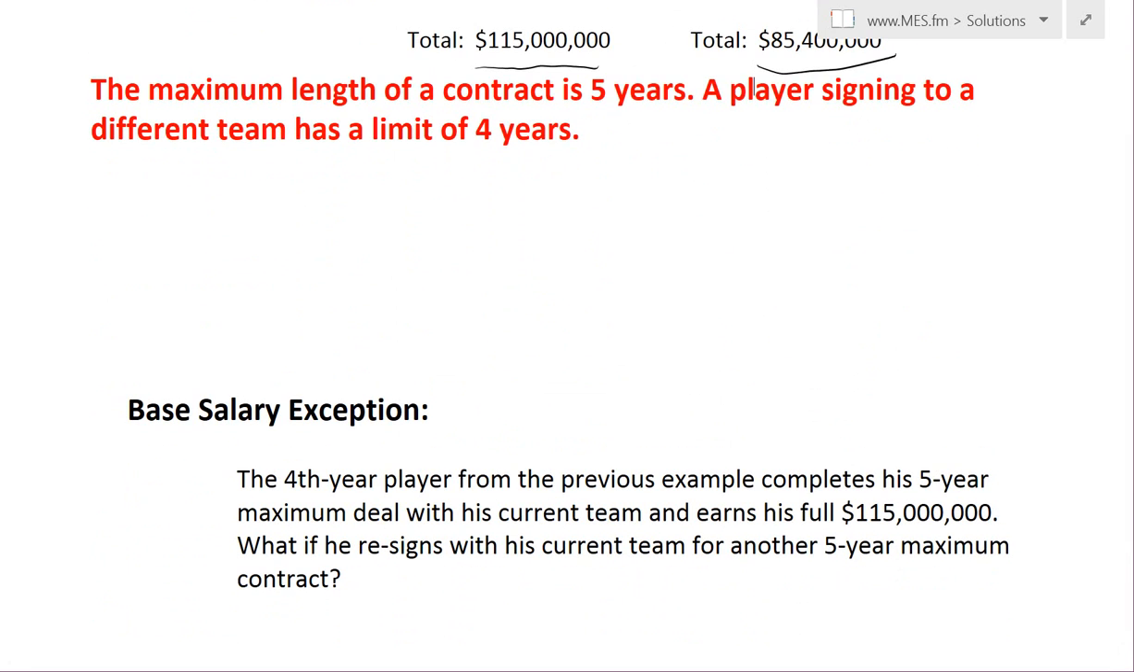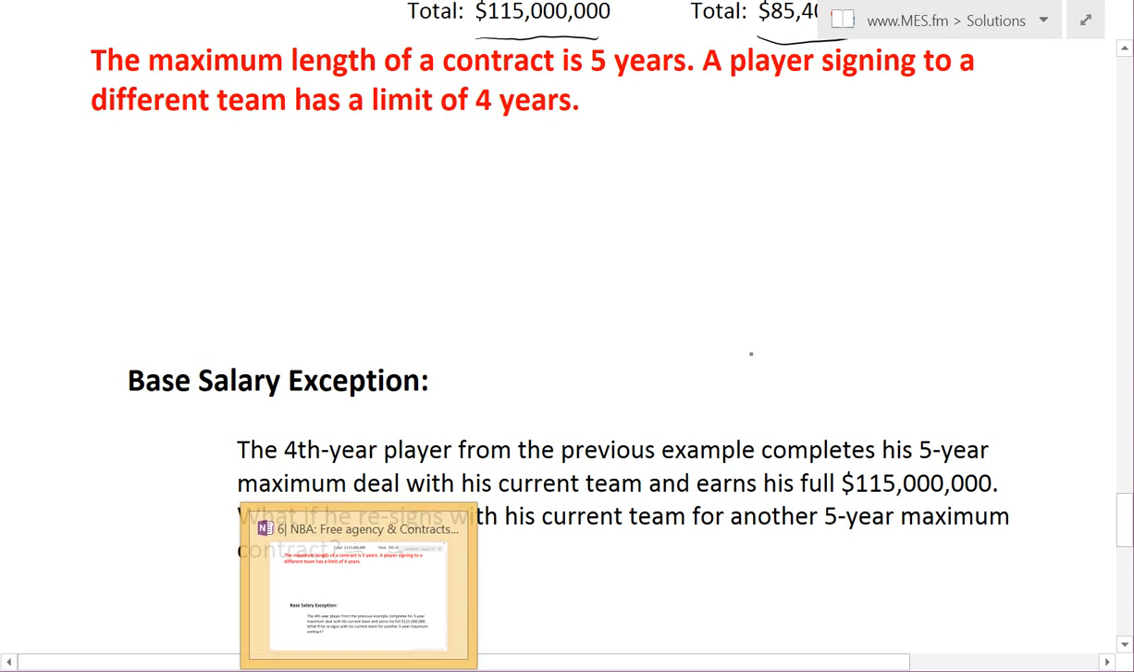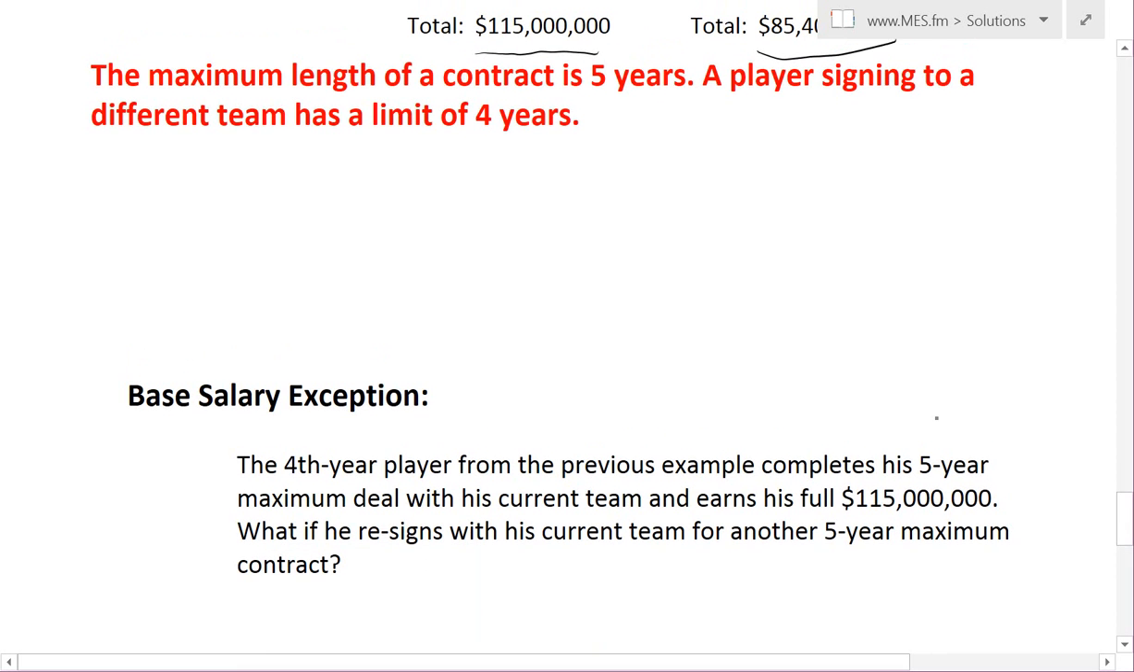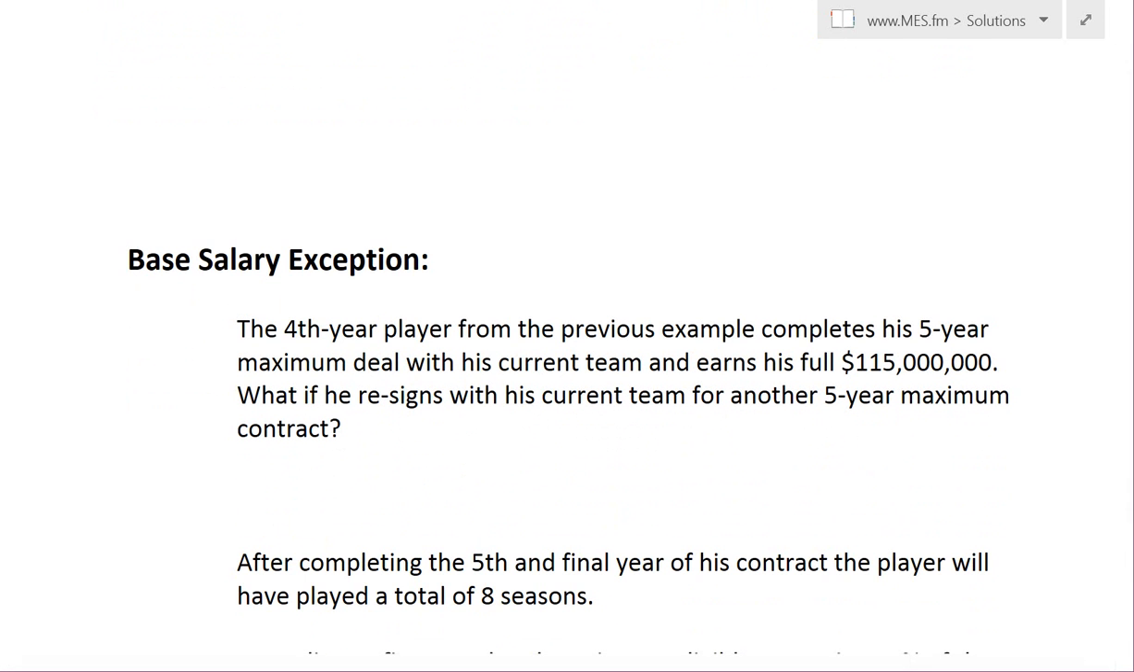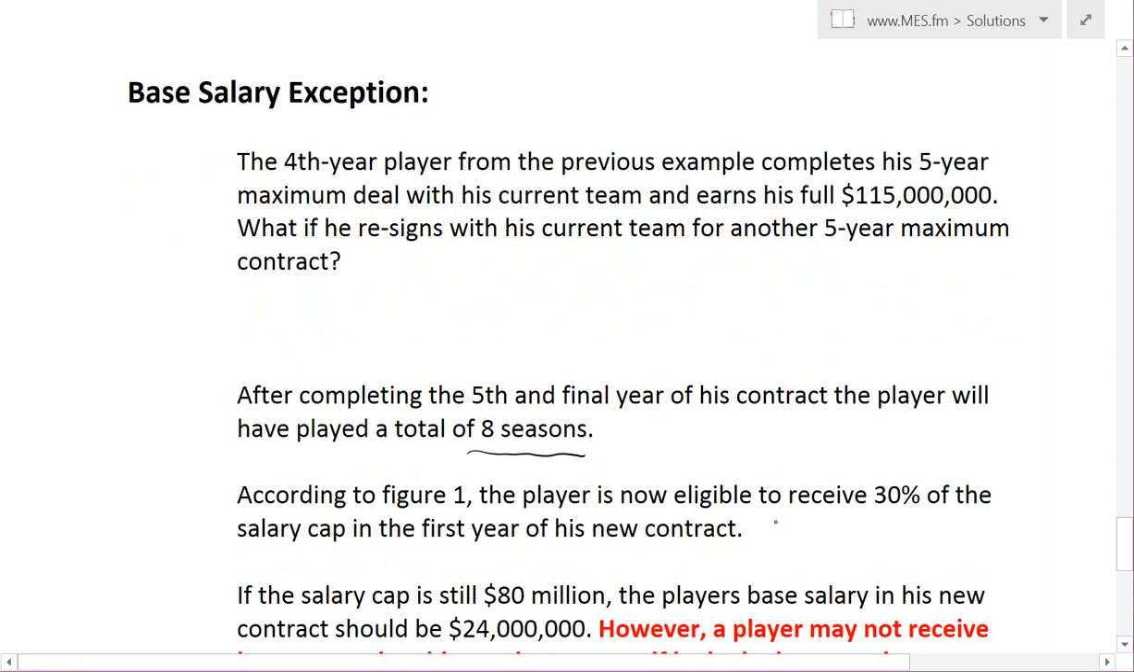So there is one exception to the base salary. We're going to just look at an example so we can look through it really easily. So the fourth-year player from the previous example, let's say he completes his 5-year maximum deal and he earns every penny of his 115 million. So what if he re-signs with his current team for another 5-year maximum contract? So after he finishes that whole contract, you're going to notice that he's played a total of 8 seasons. That means that on that figure, he's on the second part of the bracket, which means he's eligible to receive 30% of the salary cap in the first year of his new contract.